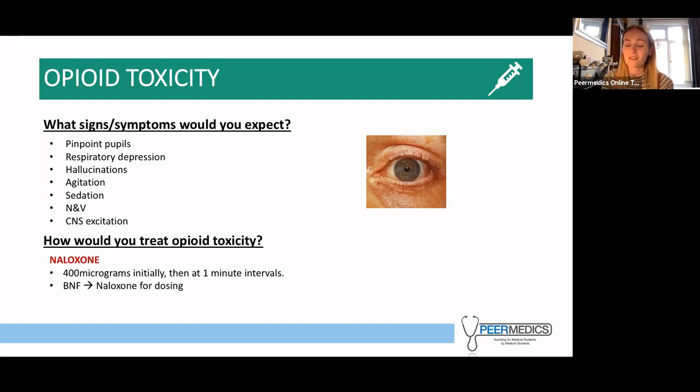So this is something that is so easy for them to ask you either in the papers or in an OSCE. You all know what it is. So naloxone is the antidote for opioids. You give 400 micrograms initially and then can give it at 1 minute intervals. All of the dosing is in the BNF. You wouldn't be expected to know the dosing regime off the top of your head. And it's not really safe to kind of rely on that anyway. Even in hospital, they'd always check the dose just to be doubly sure, especially if they start giving it at more intervals as necessary.